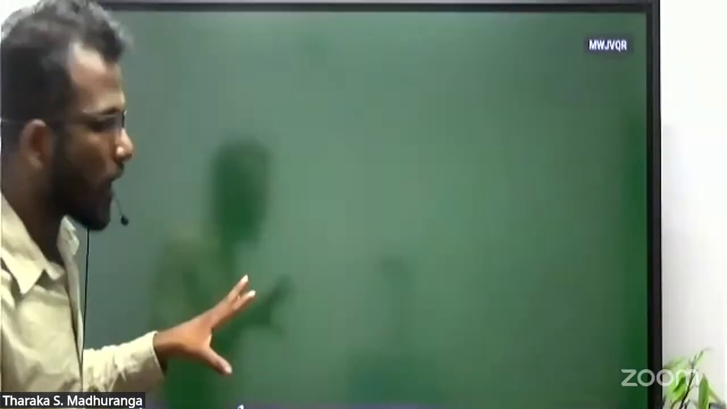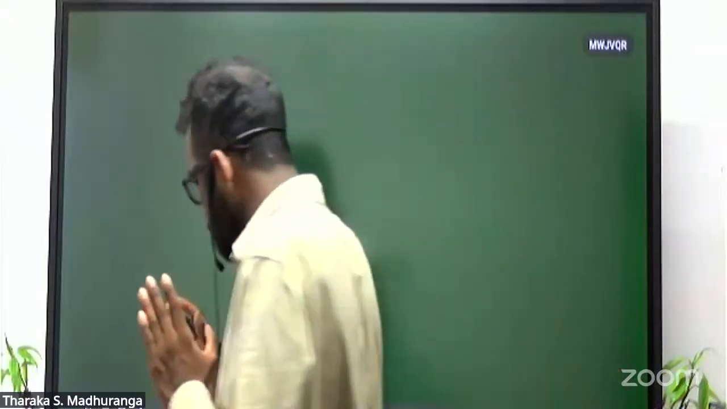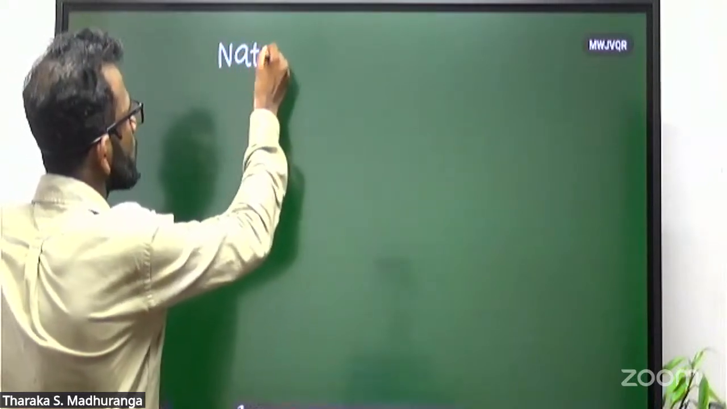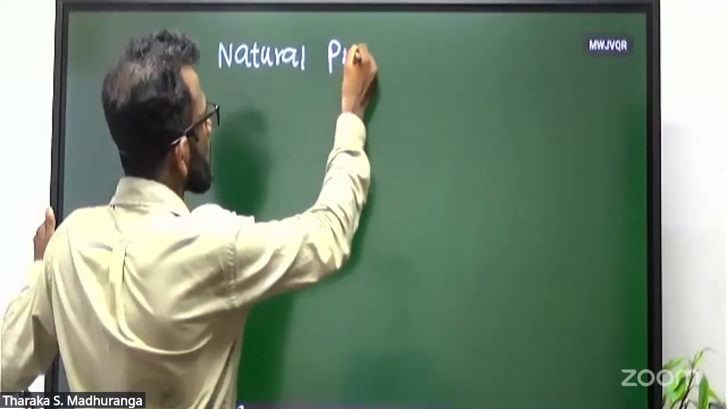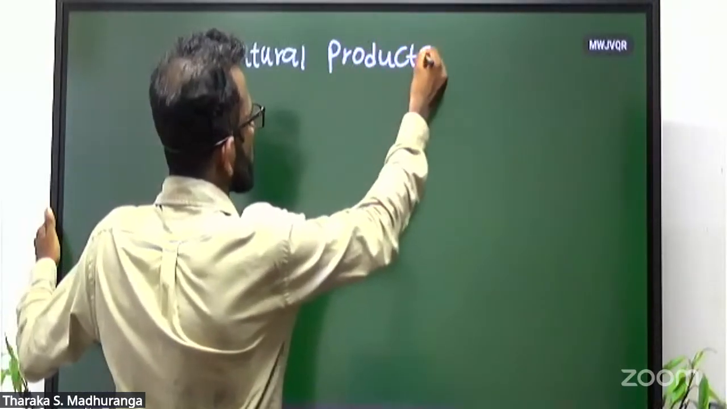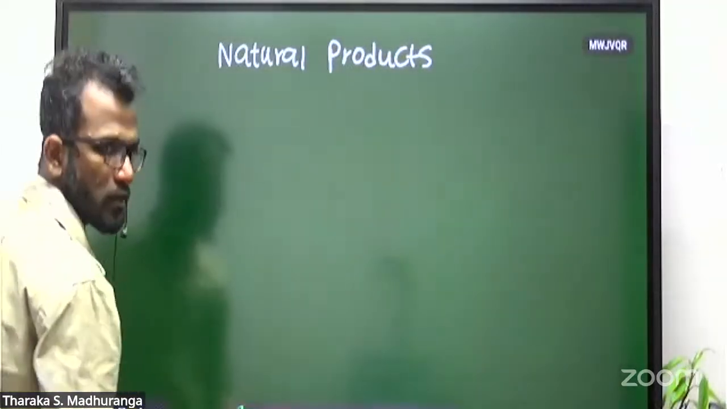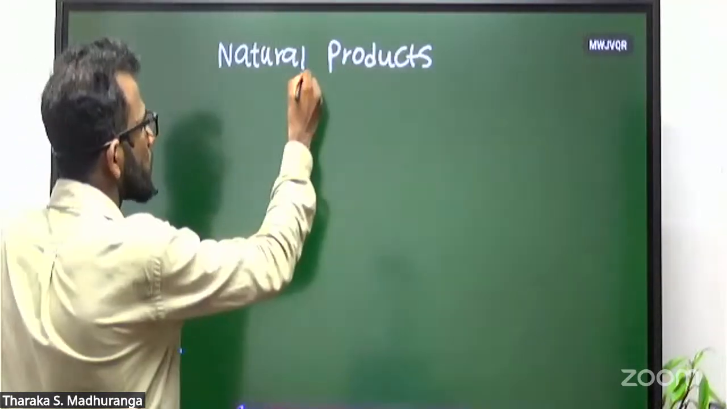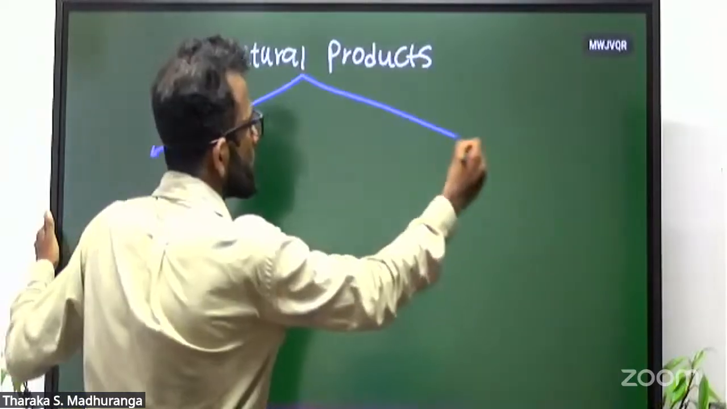These are the natural products. Any living organism produces any compound using these starting materials. Okay, still you don't know any example or anything. You only know the definition for natural products. Okay, now the natural products we can divide into two main types.